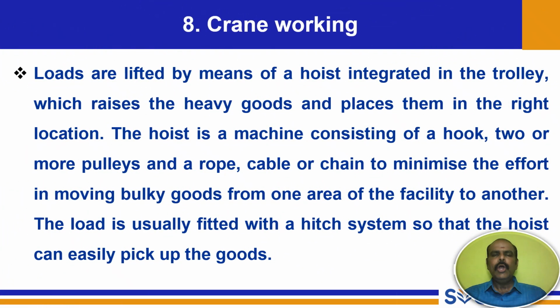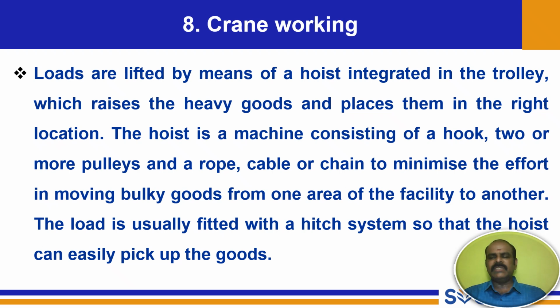Loads are lifted by means of a hoist integrated in the trolley. So this unit will have a hook-like structure attached separately to a motor. Therefore, loads can be taken from top to bottom, so vertical movement is made possible. Usually there will be a hook, and a rope, cable or chain.